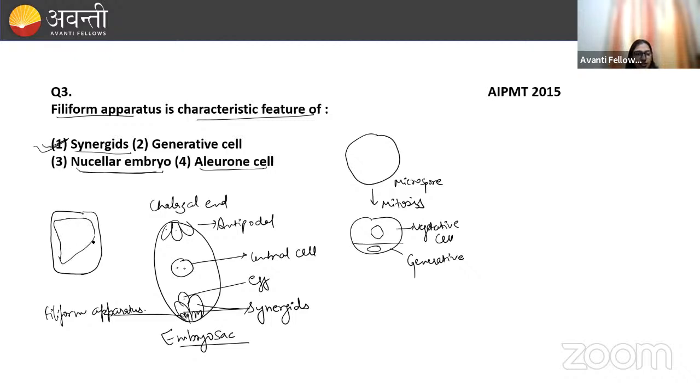Like this. This is the embryo, this is the endosperm, and both are separated by the proteinaceous covering of the endosperm, which is known as the aleurone layer. So, our question is asking about the filiform apparatus, which is a characteristic feature of synergids. So, the correct option is 1.